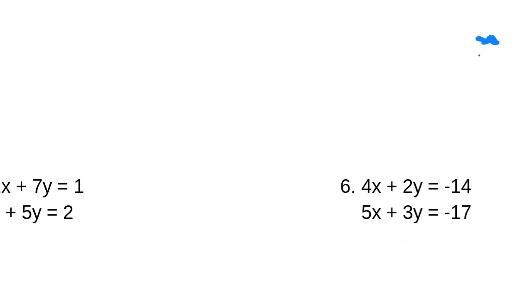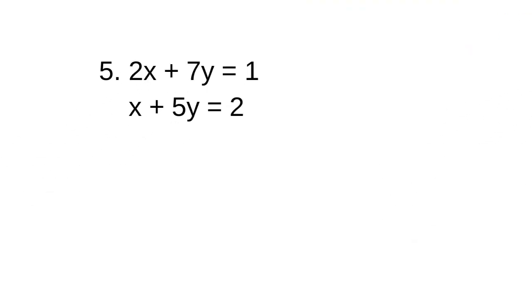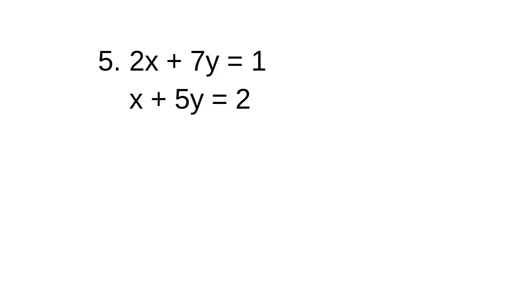But that's one way you could do it. All right. Let's check these last two out. And by the way, you could always do the x or the y. It's just that one of them is probably going to take a lot more work. So 2x plus 7y equals 1 and x plus 5y equals 2. Which would you eliminate and how would you do that? I see hands of people I've already talked to. Antonia, what would you do?